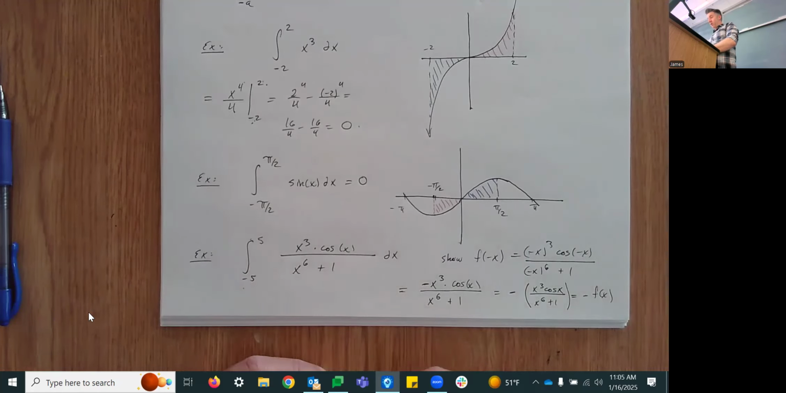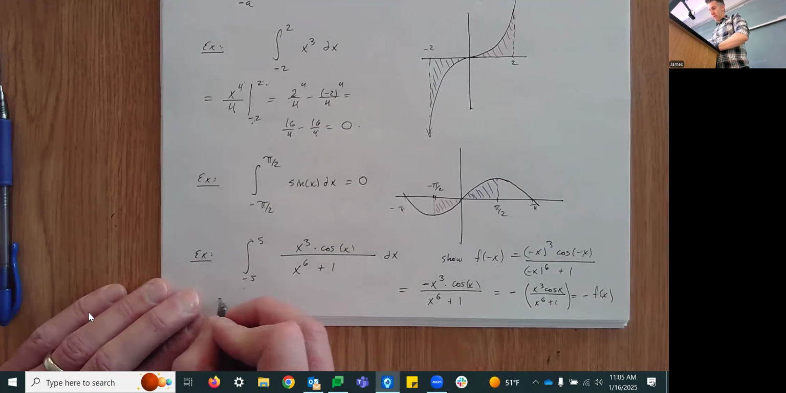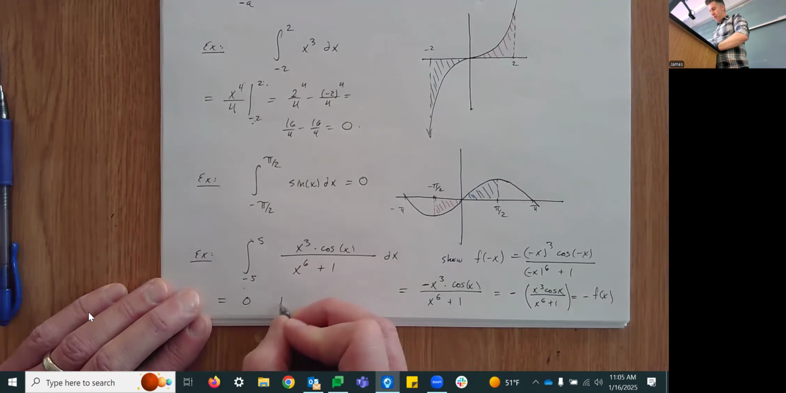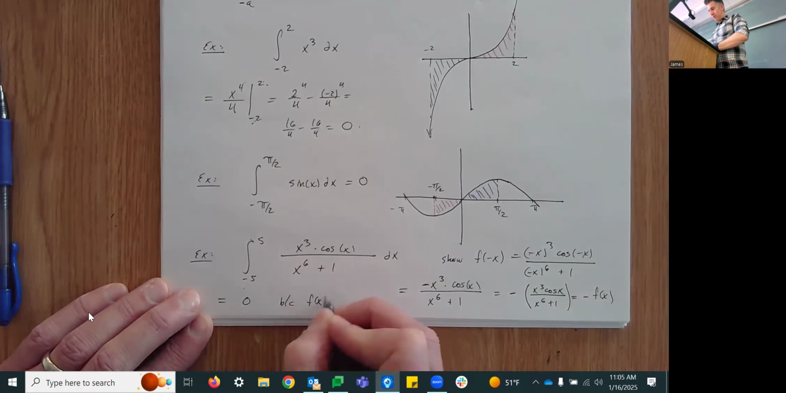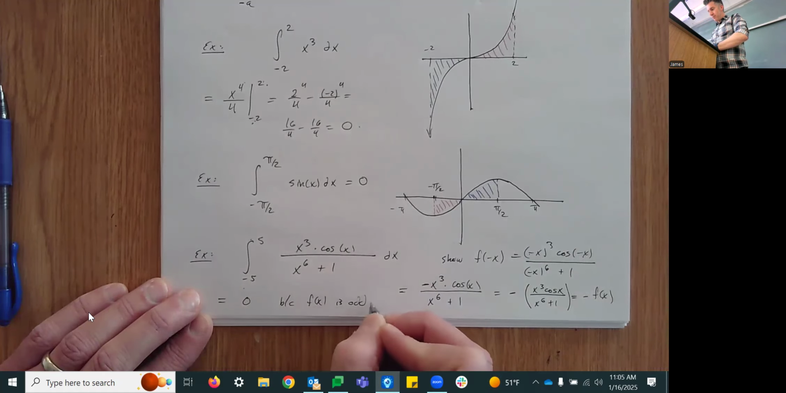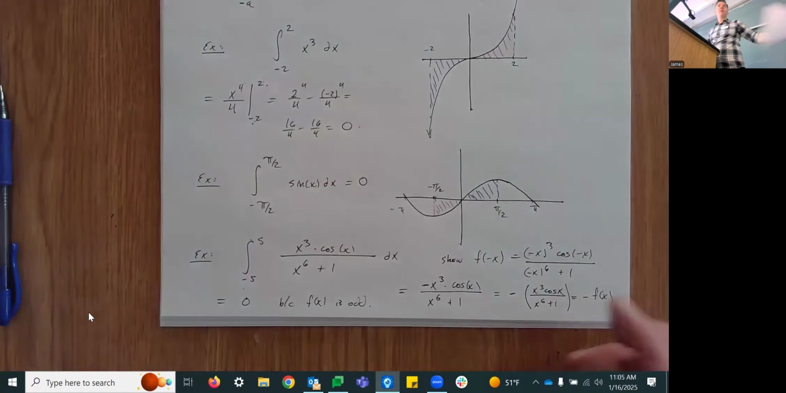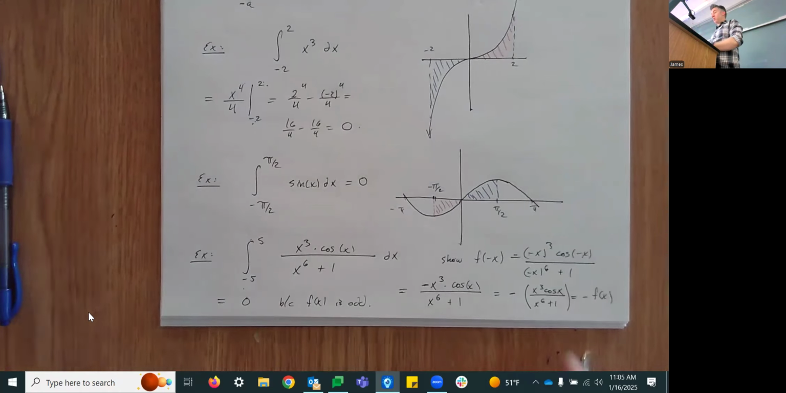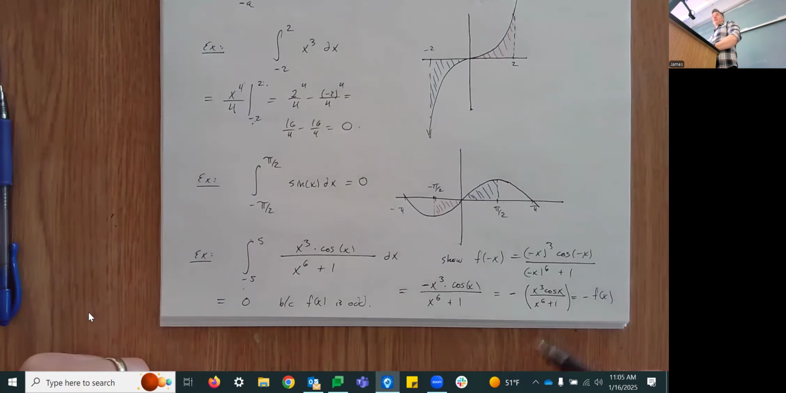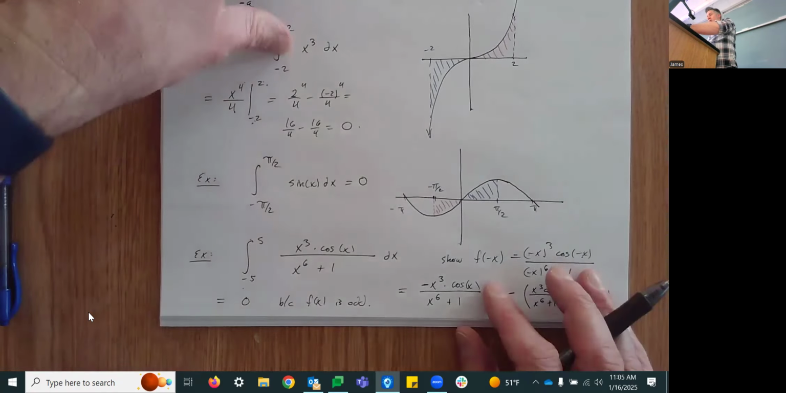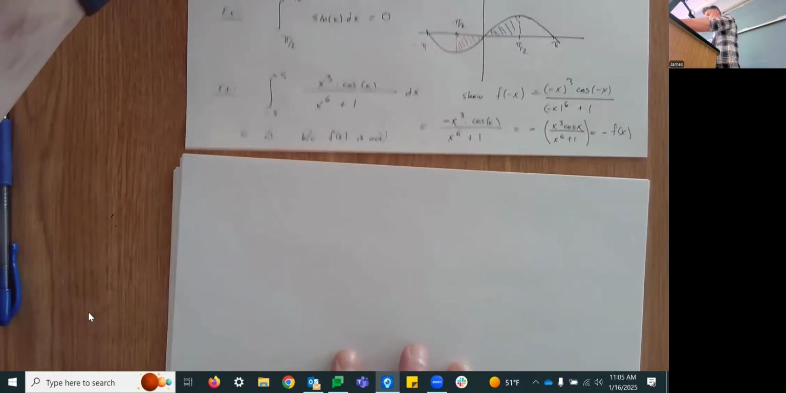So it checks out, the function's odd, so then we can say this whole integral is equal to 0 because f of x is odd. No, cosine is even. So let me write it down. This whole function is odd, but it definitely depends on the fact that cosine is an even function. So let me actually write that down real quick just so you all know.